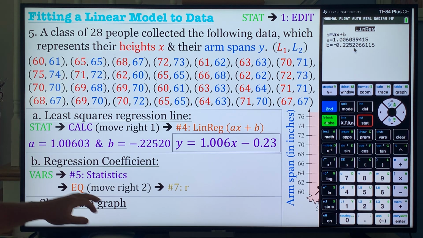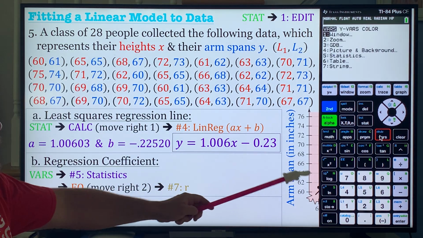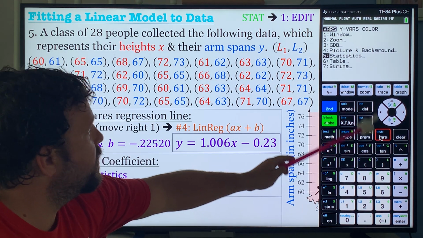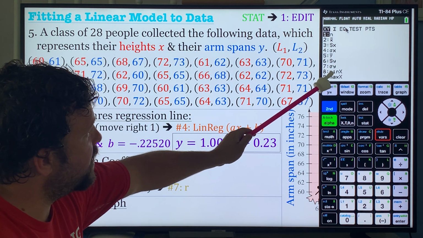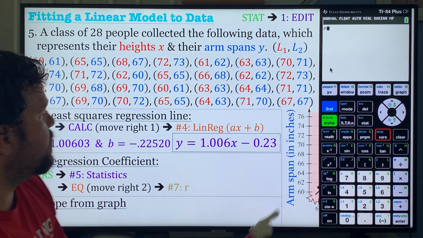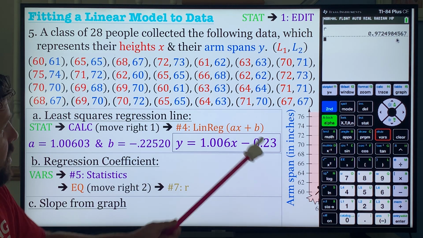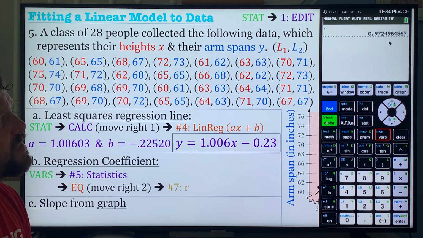All right, now for the regression coefficient, the next part, you're going to type in vars, which is right here. You're going to go down to 5, which is stats. You're going to go 2 over, 2 over, down to 7, which is r, and then you're going to type it in. Now that is your r. You want to take it to at least 3 significant figures.